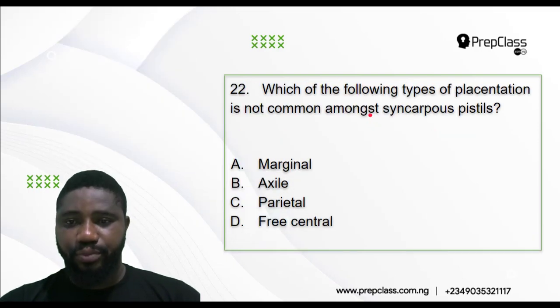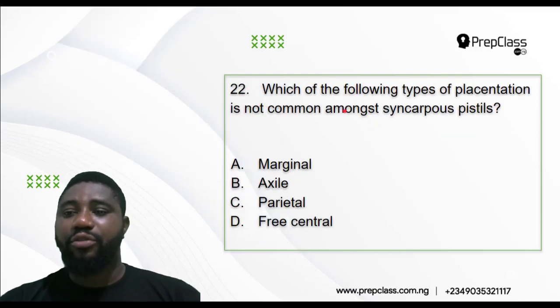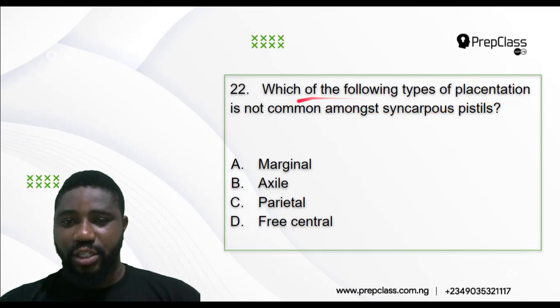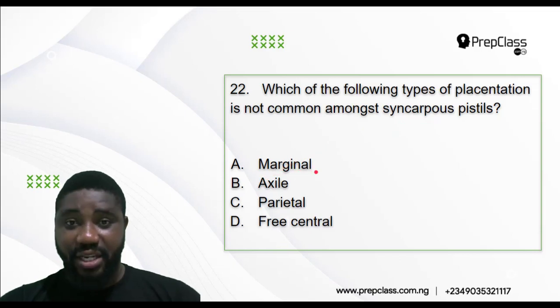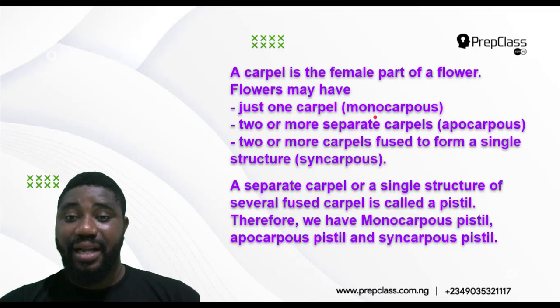Okay, 22. Which of the following types of placentation is not common amongst syncarpous pistil? A, marginal, B, axial, C, parietal, D, free central. Which one is not common among syncarpous pistil?